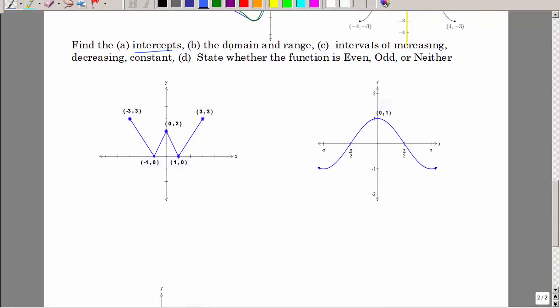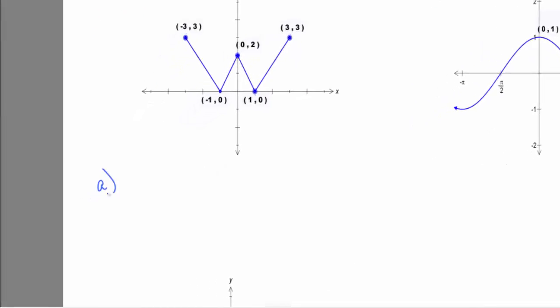Find the intercepts, the domain and range, the intervals of increasing, decreasing. Oh, constant. That's different. Whether they're even, odd, or neither. All right, so part A, the intercepts. Where does it cross the x-axis and y-axis? Well, here are our intercepts at -1, 0, 1, 0, and 0, 2. That's pretty easy.